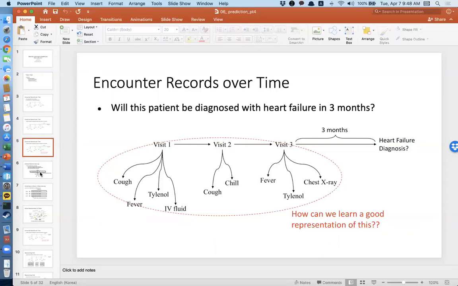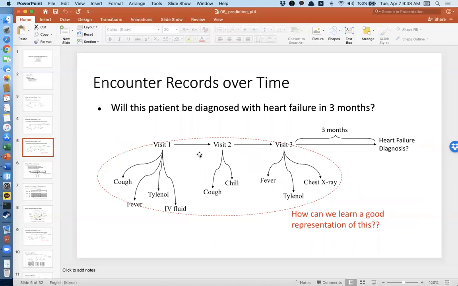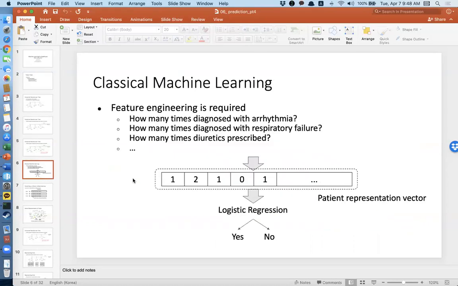And how we're going to do that is, in the classical approach, we're just going to count them all. Using all the information from all three visits, this patient had cough two times, fever two times, Tylenol two times, IV fluid once, chest x-ray once. So each dimension corresponds to a specific piece of information or feature, and then you just count them all.